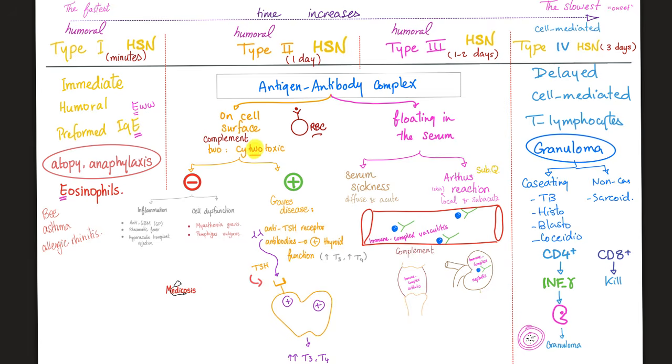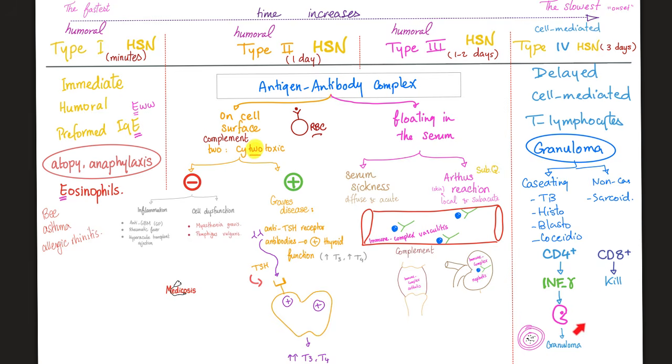How will you destroy it? Well, we are T lymphocytes. We have T cytotoxic cells. We kill. Okay. But if I can't kill it, well, at least I can surround it in a granuloma. This granuloma can have caseous necrosis, such as the caseating granuloma of tuberculosis, histoplasmosis, blastomycosis, coccidioidomycosis. Or it could be non-caseating, basically any other granuloma is going to be non-caseating. A famous example is sarcoidosis.